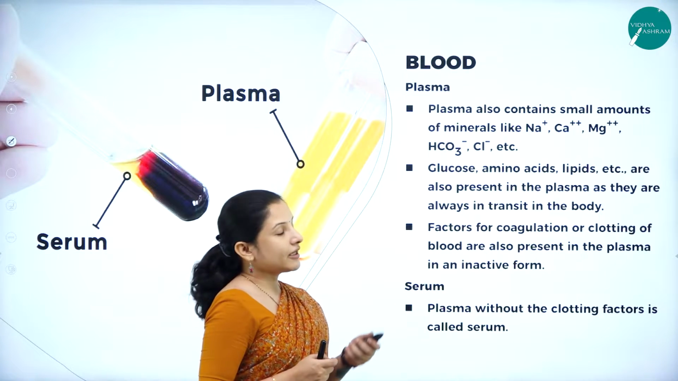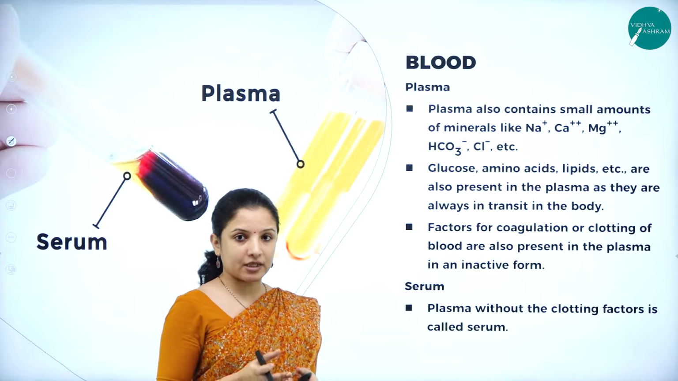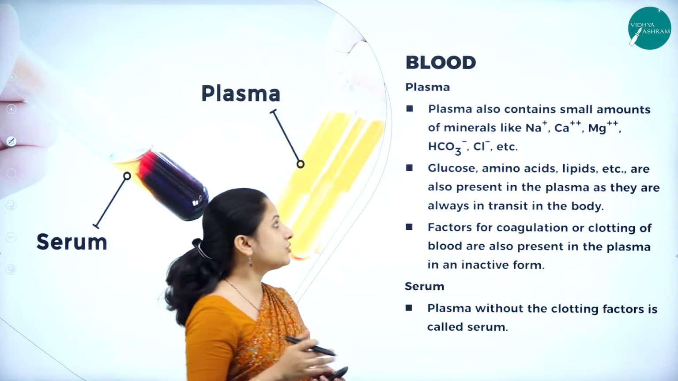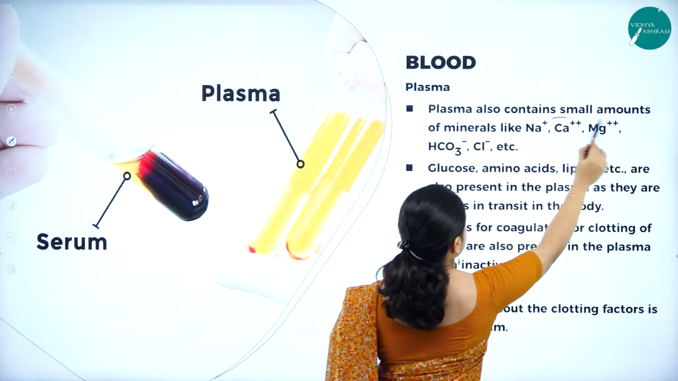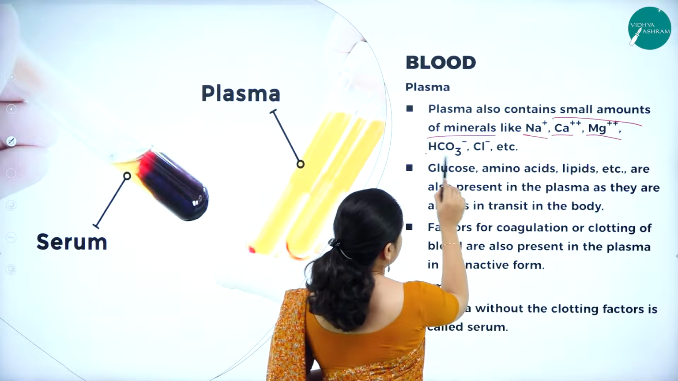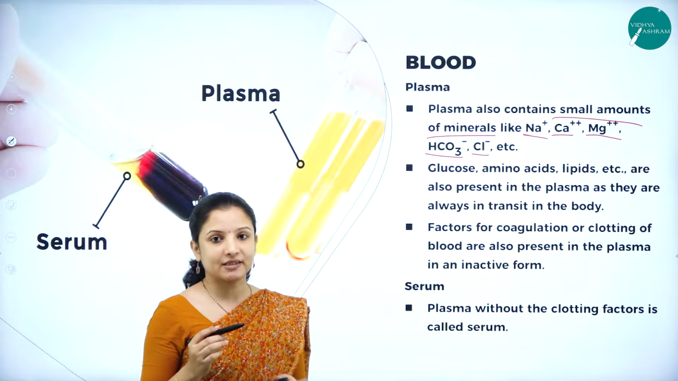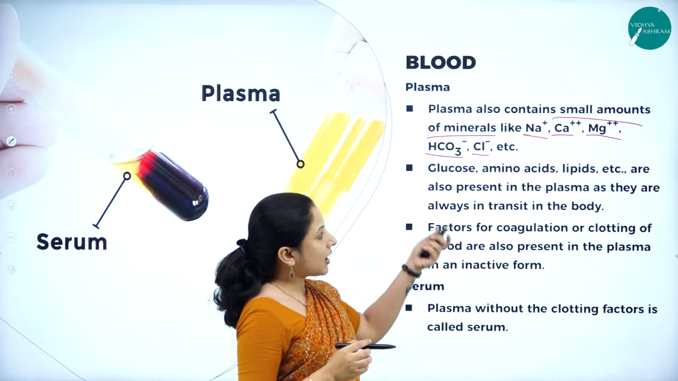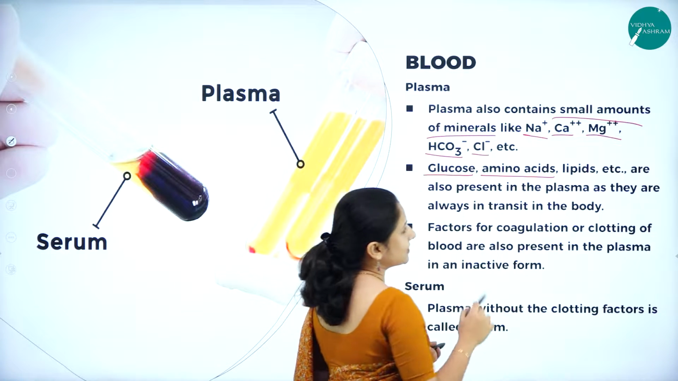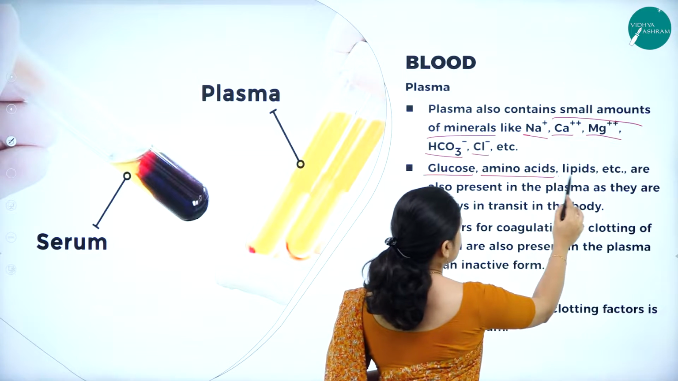So next, moving on to studying other types of substances. Plasma, apart from having proteins, that is 6 to 8%, also contains certain small amounts of minerals. Minerals such as sodium, calcium, magnesium, bicarbonates and chlorine. So these are the different types of minerals present in the blood. And they also contain some glucose, which is a form of sugar. They contain amino acids, which are very important for building up proteins, and they also contain lipids, etc.